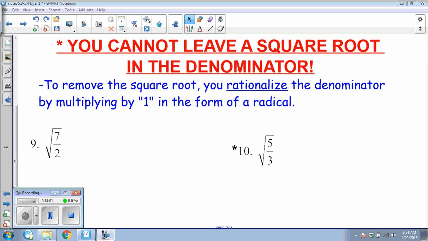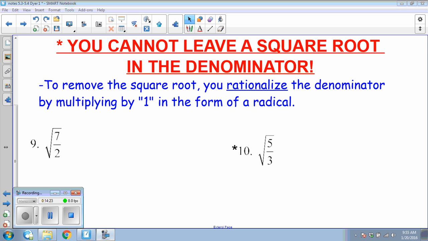Yes. What if you get a square root in the denominator that's not a perfect square? Okay, that's exactly like our next problem. You cannot leave a square root in the denominator. Your answer cannot have a square root in the bottom. So what we need to do to remove the square root, you rationalize the denominator by multiplying by 1 in the form of a radical.